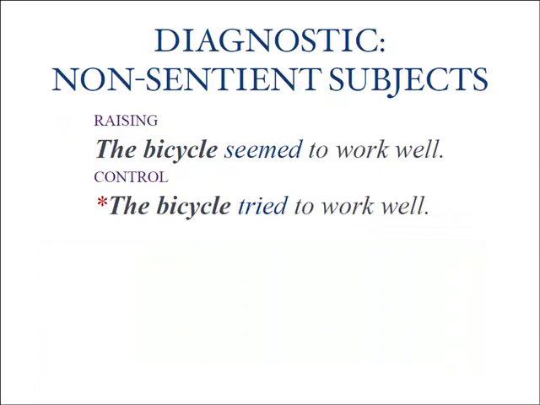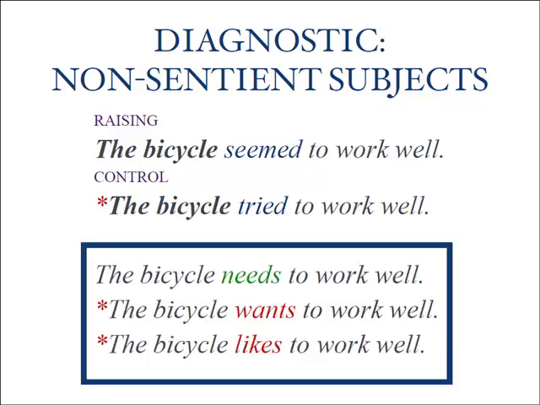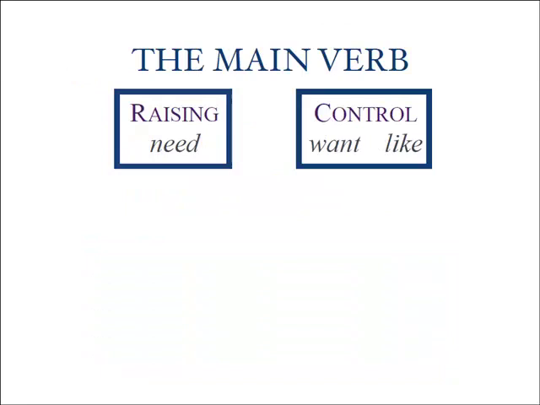And then finally, just generally non-sentient subjects. "Bicycle seemed to work well," "bicycle tried to work well." So you might be kind of anthropomorphizing your bicycle, and then maybe that's okay. But again, we get the same distinction where seem is a raising verb, try is a control verb. And if we do it for need, want, and like, we get the same answer. So need is a raising verb and want and like are control verbs. Need is not really imposing restrictions on its subject, whereas want and like are. So we can put them in boxes like that.